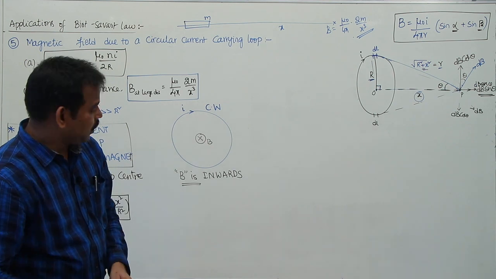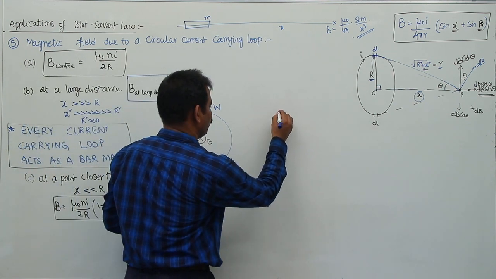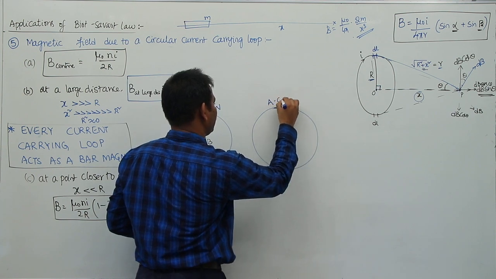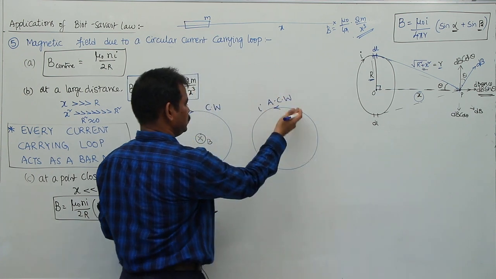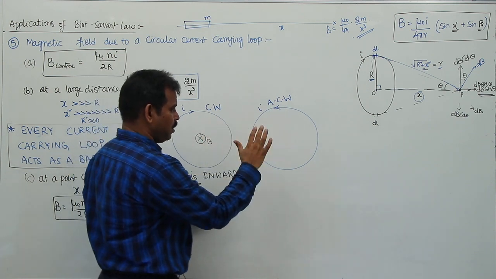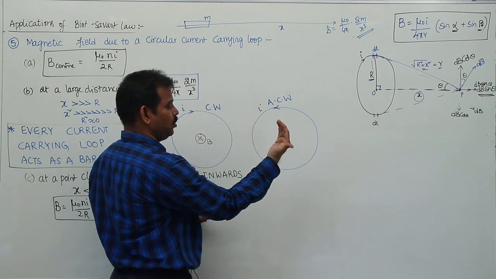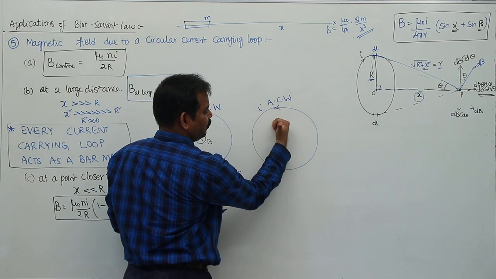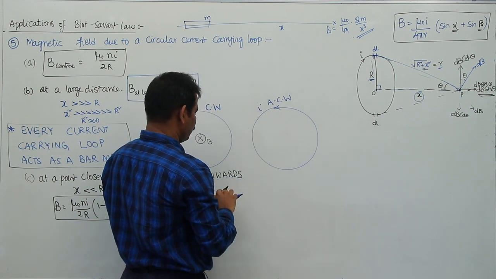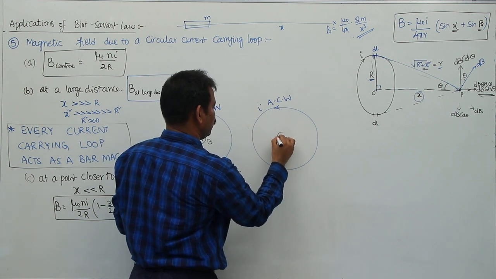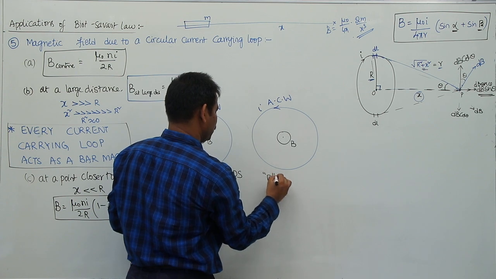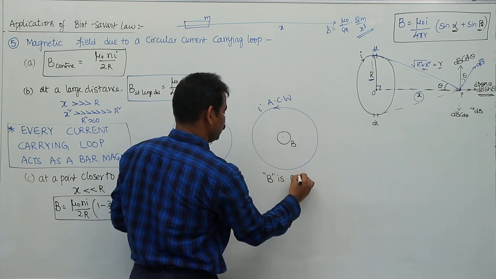Similarly, if the current carrying loop is carrying current in the anti-clockwise direction, you can apply the same right hand rule by keeping your curled fingers in the direction of the current. The thumb will give the direction of the magnetic field. So here the field is outwards. So this is B, the magnetic field is outwards.